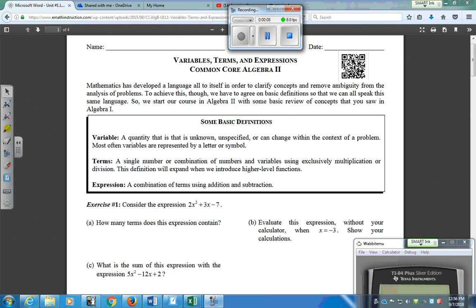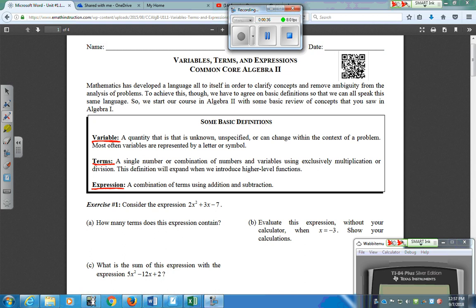Hey everyone, welcome to Algebra 2, and we're going to talk about the first assignment, which is variables, terms, and expressions. So this whole first unit is just review of a lot of topics from algebra, and then we're going to build on those topics and functions and linear functions as we go through the year. So we're going to talk about some basic terms. Variables, one of them. We talked about variables before. We talk about terms, and we talk about what an expression is.